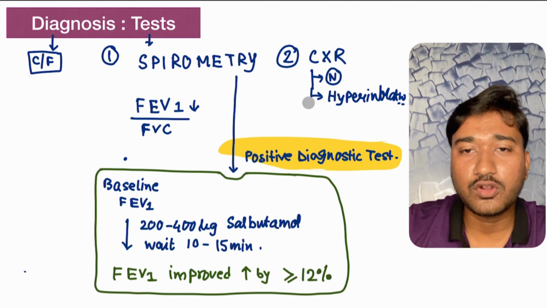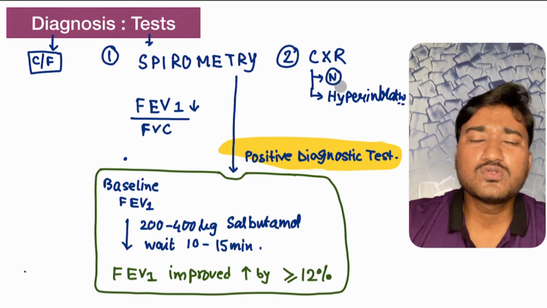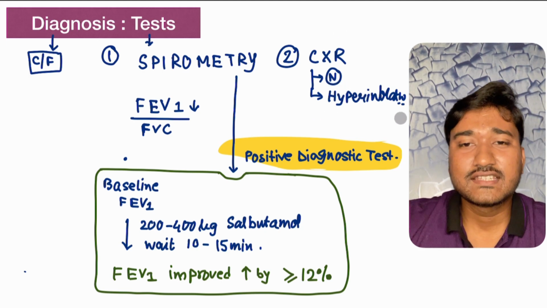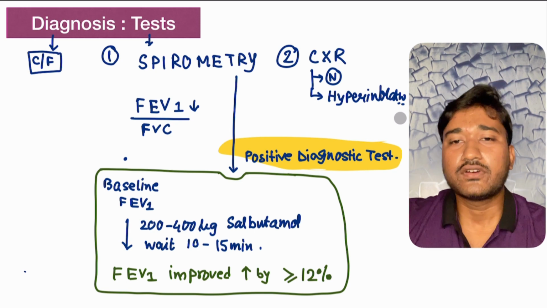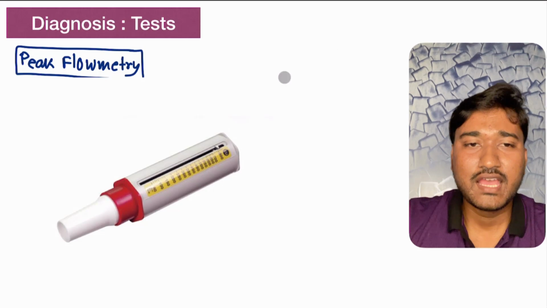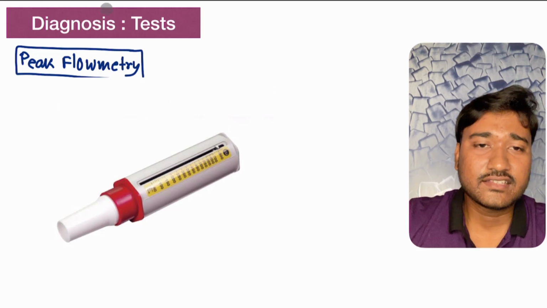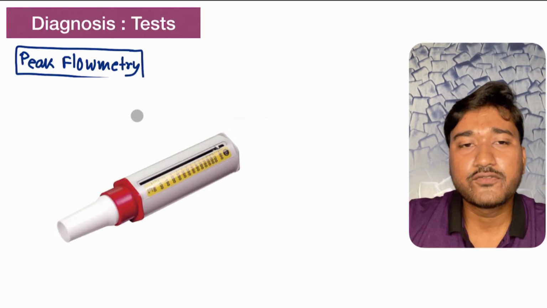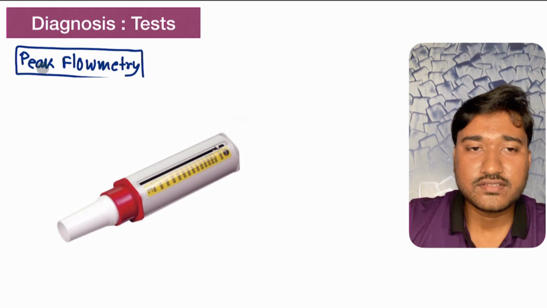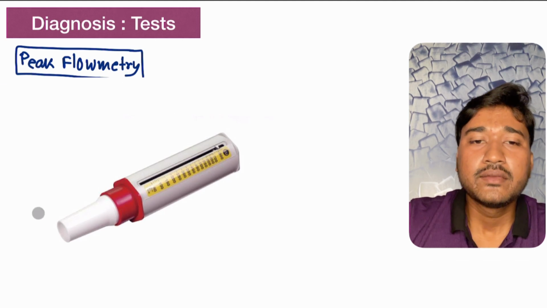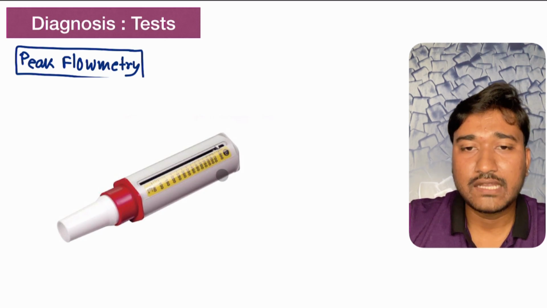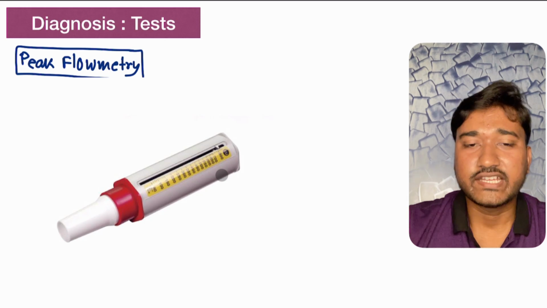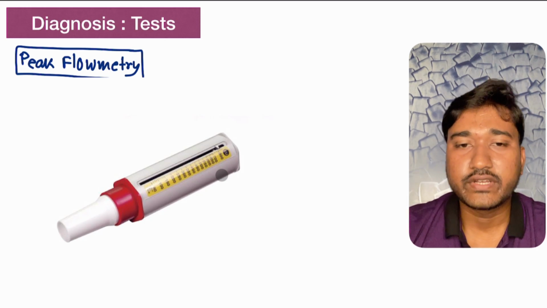Another investigation you can of course do is chest x-ray. Usually chest x-ray may be normal, and another thing is hyperinflation, because during expiration there is obstruction, therefore you can understand hyperinflation. Another diagnostic test is peak expiratory flowmetry, which is called peak flowmetry. This is the peak flow meter through which the baby is supposed to expire, and during expiration the maximum value, we have to do it 3 times, and the maximum out of it we have to take.